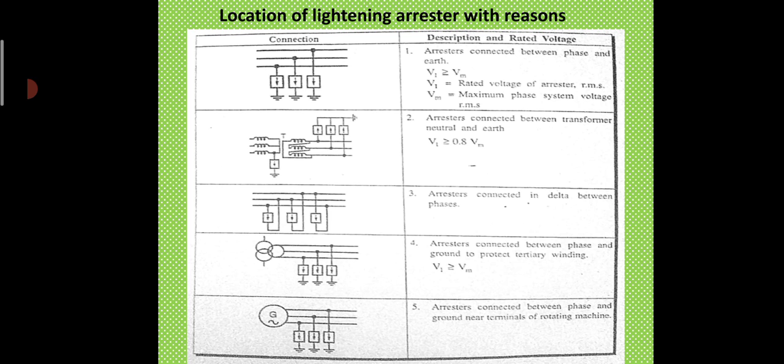Near low voltage side of each transformer between the phase and earth. Between the transformer neutral and earth. Between tertiary terminal and earth for each phase of tertiary winding of the transformer, and across the phase to phase for delta connected transformer windings. So these are the locations where lightning arrestors are installed.